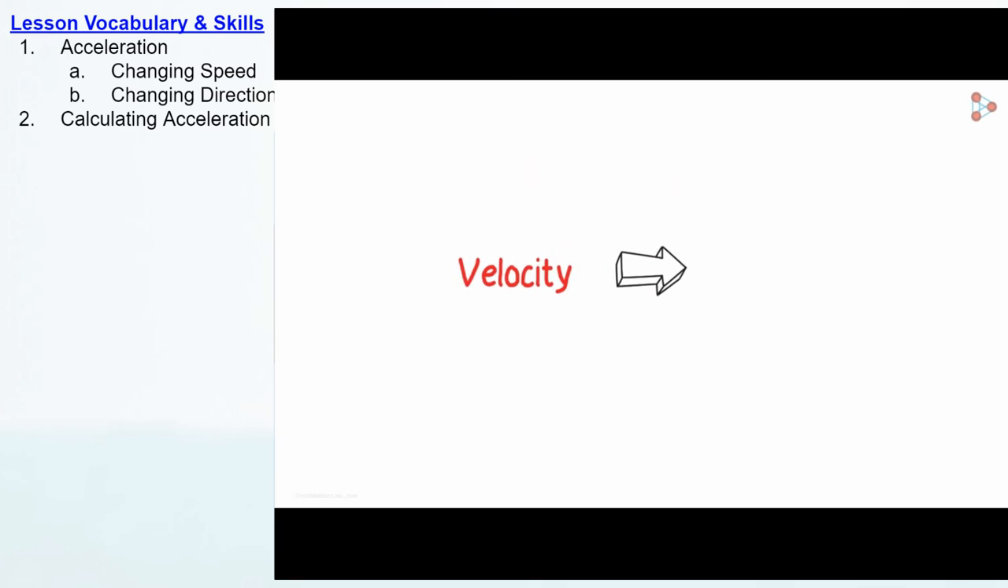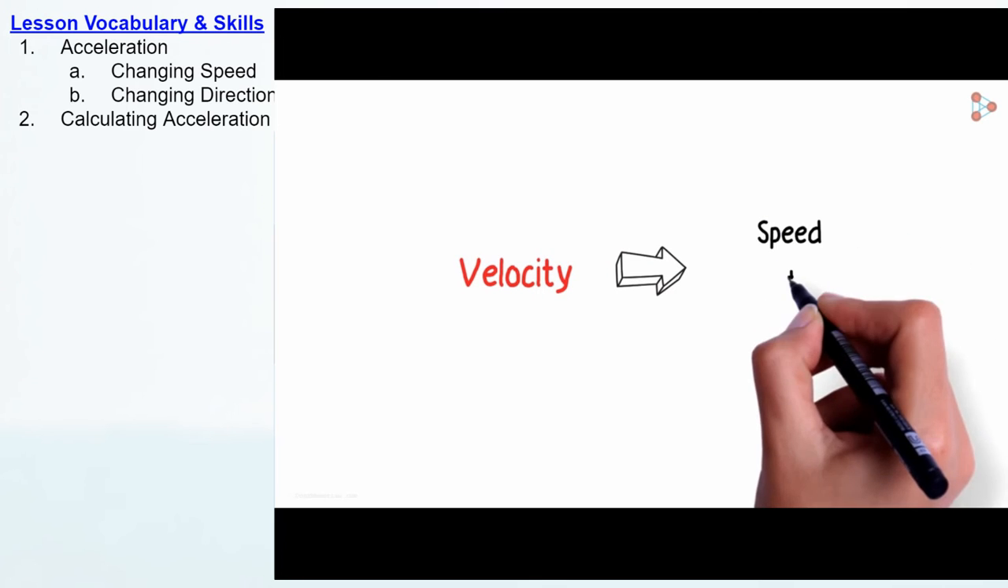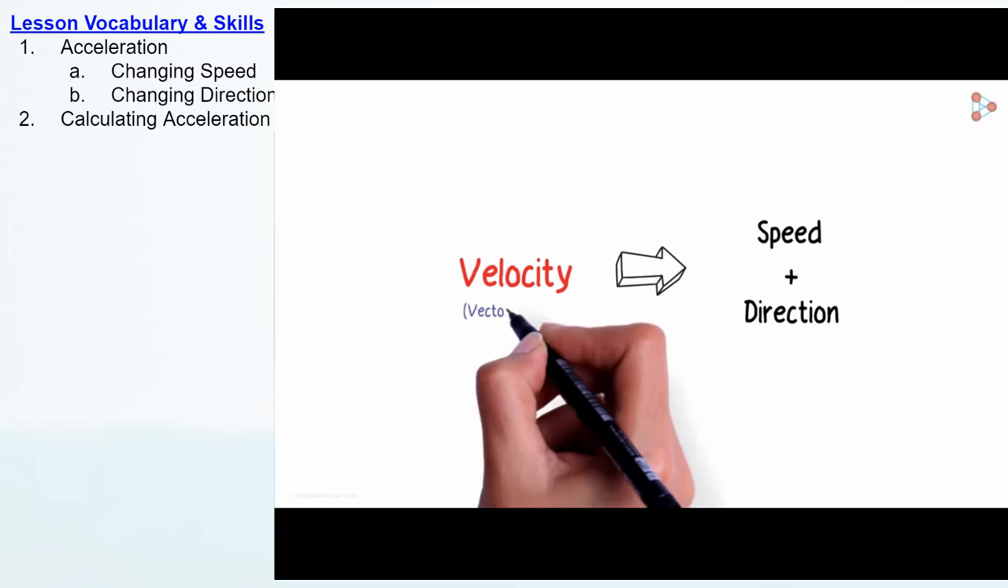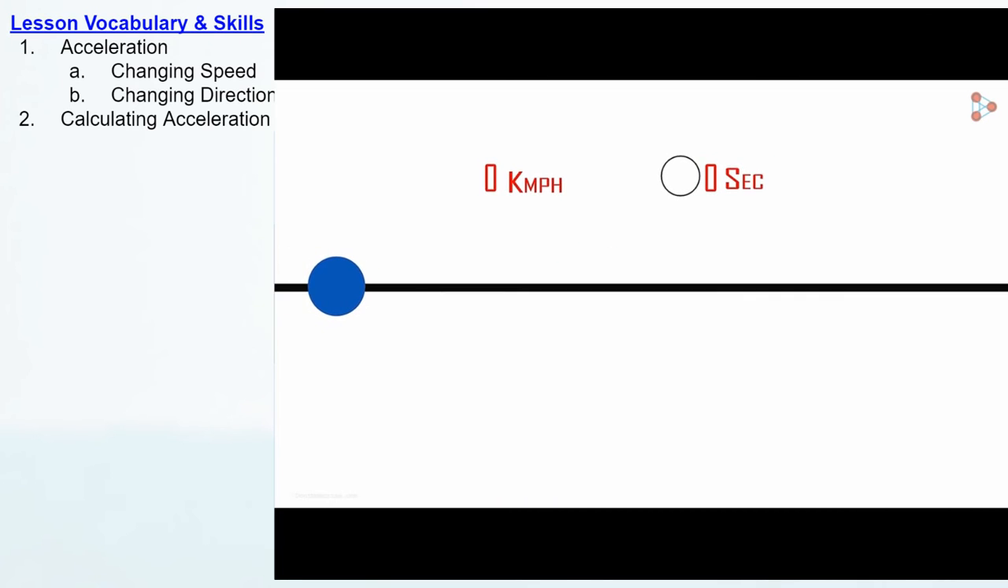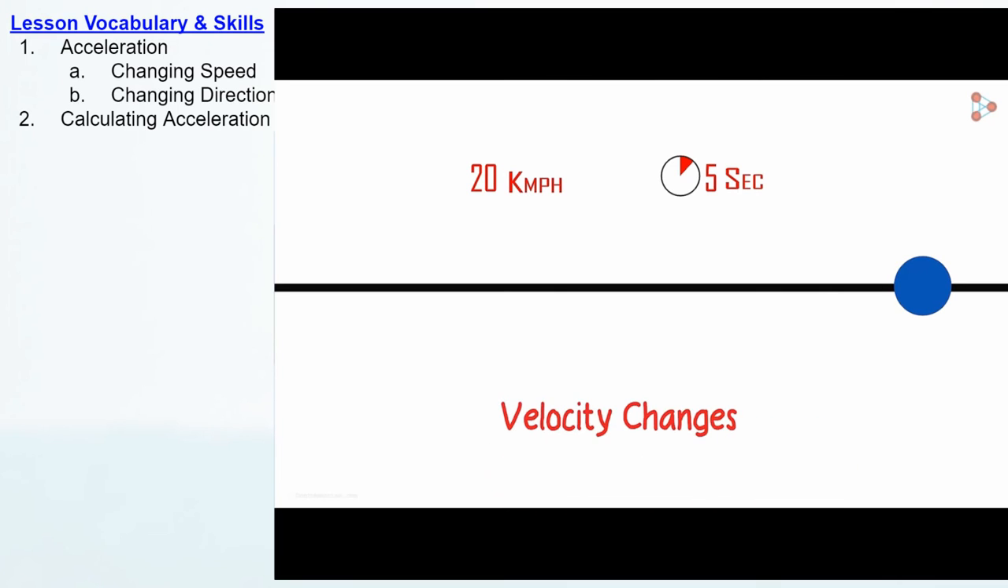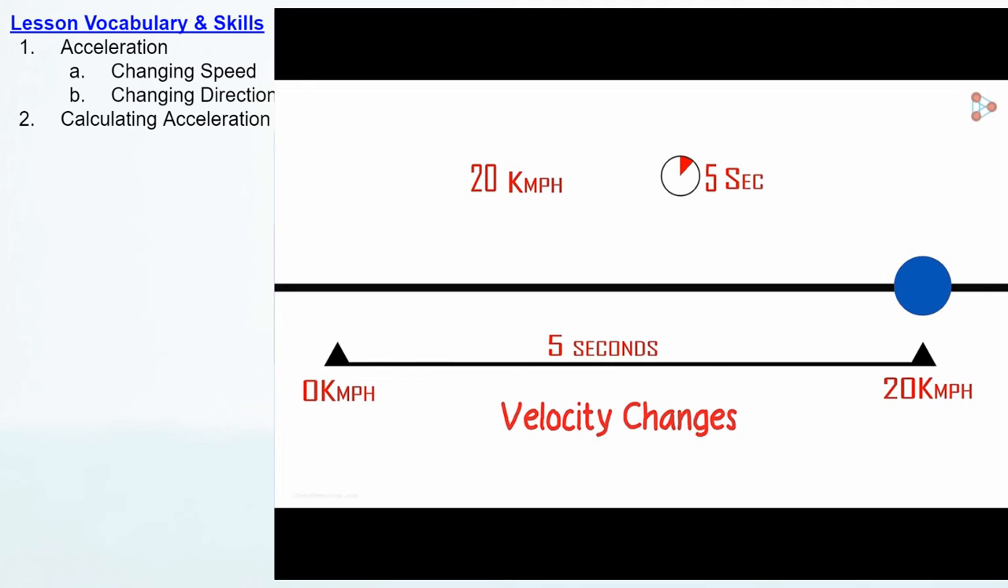Do you remember what velocity is? It's speed with direction, and it's hence a vector quantity. Why is this important? Let's say a body moves from rest and reaches a velocity of 20 kilometers an hour in 5 seconds. Will acceleration be involved here? Yes, because the velocity is changing. It was 0 initially, and at the end of 5 seconds, it's 20 kilometers per hour.